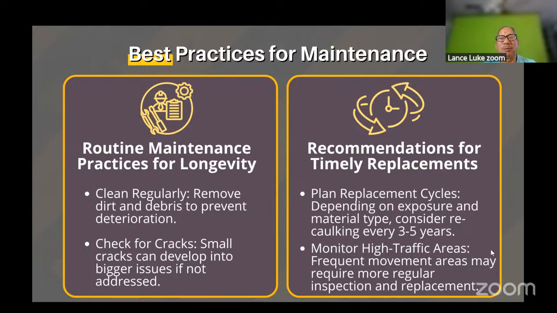Recommendations for timely replacements: there are cycles for every building material. Maybe recaulk every 3 to 5 years. Monitor high traffic areas. Like people use the kitchen a lot, right? So the countertop caulking may need to be checked more frequently because it gets more use. Those kinds of high traffic areas.